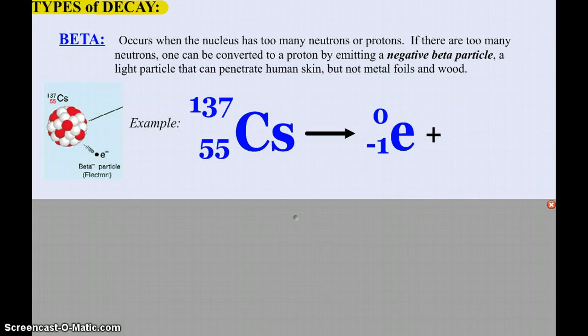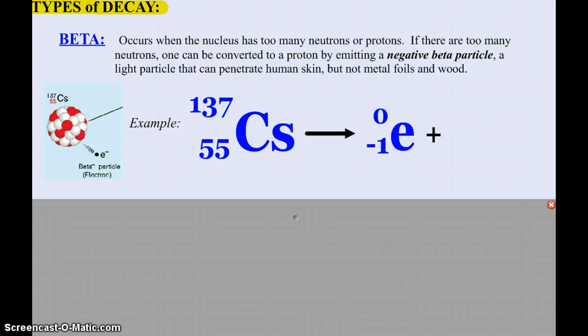Penetration-wise, you can see here that it's a light particle. It can penetrate human skin, but it can be blocked simply by metal foils, wood, like the structure of your house, etc. So what we do when we do this beta decay is I simply subtract the particle out.